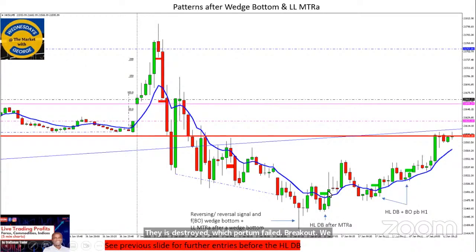You can take that. If you didn't take that, you can take that one. If you didn't take that, you can take that. A higher low double bottom, this one, plus we have a breakout pullback high one here. You don't take all three. They're virtually in the same vicinity. You just take one and hold on to it and wait for acceleration up.